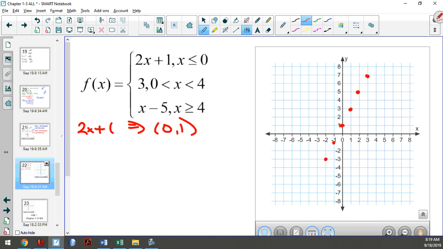Now, I have to graph that entire line, but I only want to use it when x is less than or equal to 0. Now, be careful and don't do what I do yet. Just wait. Here's my line. Do I need the whole line? No. I'm going to shrink my line down, and I'm only going to use it when it is less than or equal to the value 0.